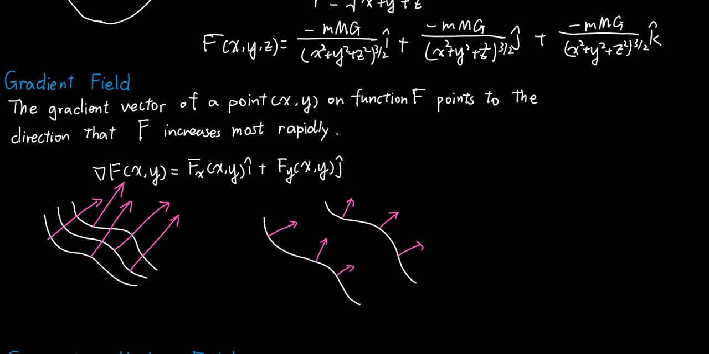And remember that the gradient vector of certain points will be very long if the contour lines of function f are very close to each other, since this is a sign of f increasing very rapidly. But if the contour lines of function f are very far apart, then the gradient vector will be very short.